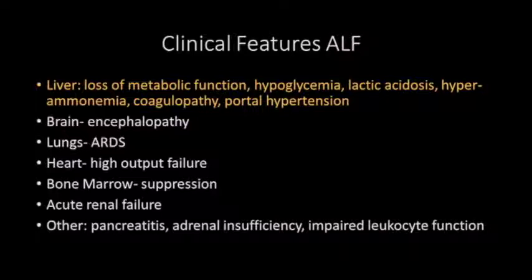What are the clinical features of these patients? As I said, these are patients who are going to become jaundiced and rapidly progress to encephalopathy. All of the functions of the liver are called into question here, and therefore they have metabolic issues, hypoglycemia, lactic acidosis, coagulopathy, etc. Encephalopathy ensues. The lungs are affected with acute respiratory distress syndrome, high output heart failure, there is suppression of bone marrow, acute renal failure, and a variety of other issues. Again, these are very, very sick patients. They are in the intensive care unit and they require rapid and aggressive care.